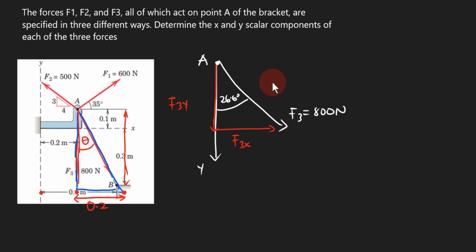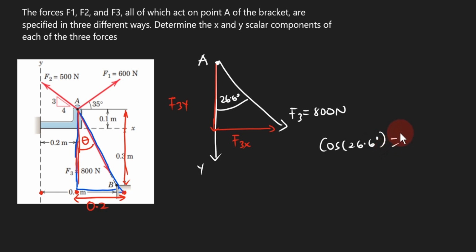Okay, so I will find a way to find the values of the x and the y component of this F3 here. So first of all, let's take cosine of this angle here. Cosine of 26.6 degrees will be equal to the adjacent side over the hypotenuse, right?